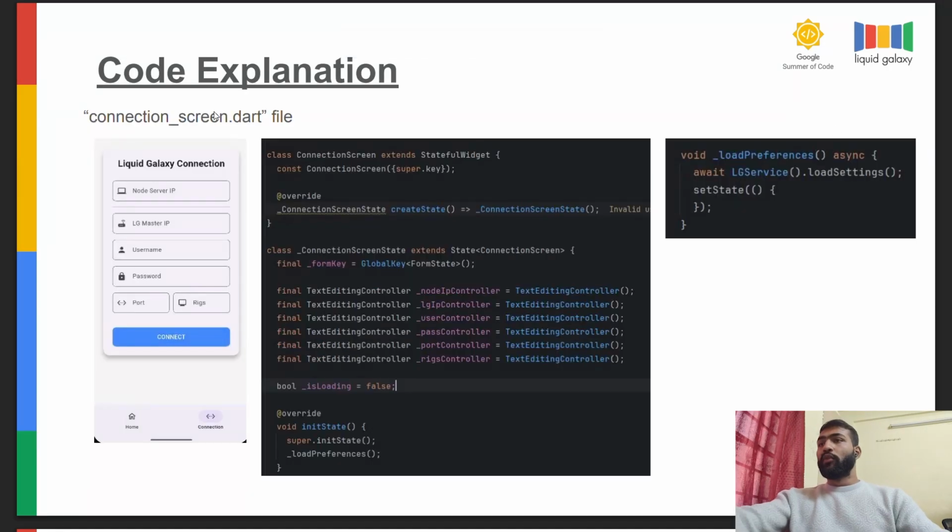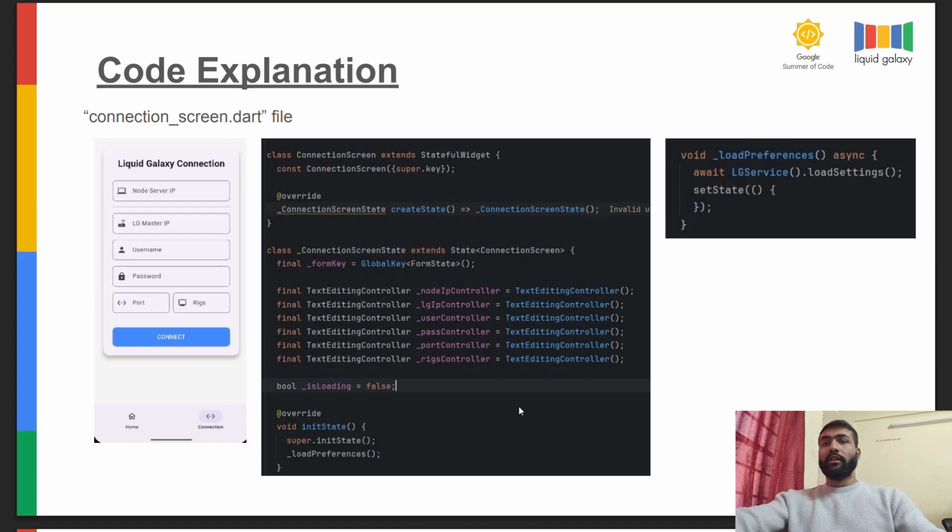3000. So moving on to the code of connection screen dot, we are creating the class of connection screen using the stateful widgets, which detect the changes, and we have initialized the form controller, which has text editing controllers that use node IP, LG IP, user, pass, port, and rigs. We also have a boolean variable is loading, which is initially set to false.